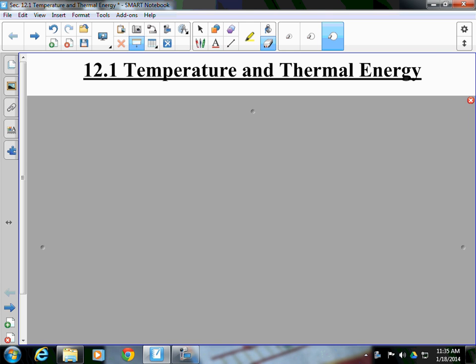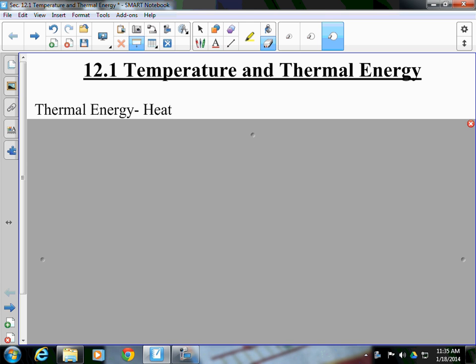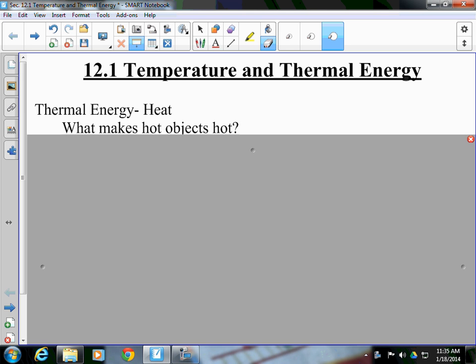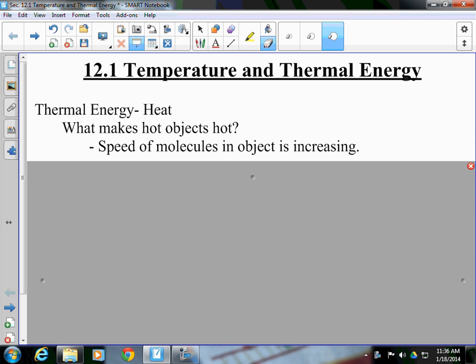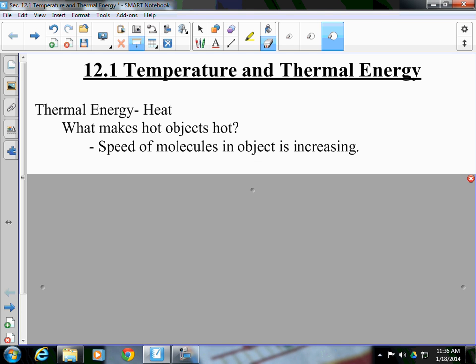So when we talk about thermal energy and heat, thermal energy kind of is heat, but what makes objects hot? When something feels hot, why is it hot? Or when something is warmed up or heated, what properties make it occur that way? It's because the speed of the molecules in the object are increasing. So anytime something appears warm, the faster the molecules are moving, the hotter the object is going to feel, because it's going to have greater thermal energy.